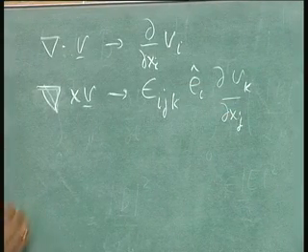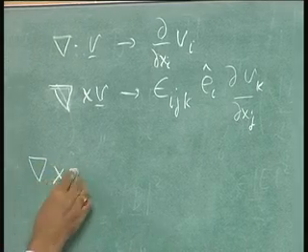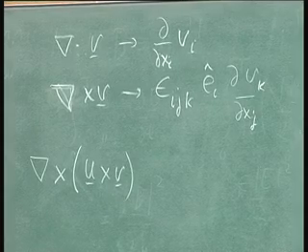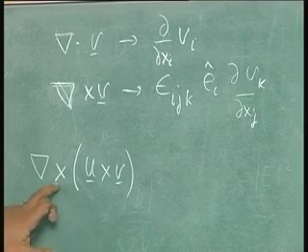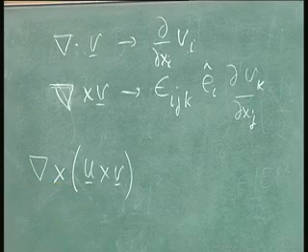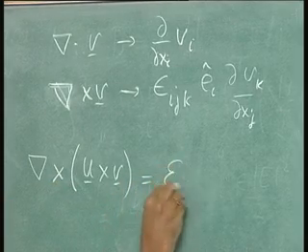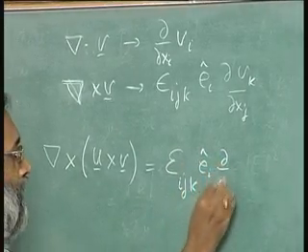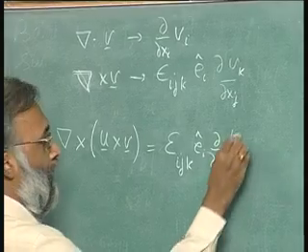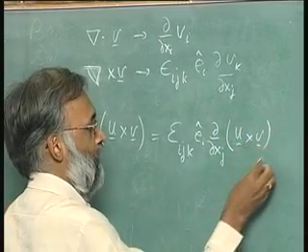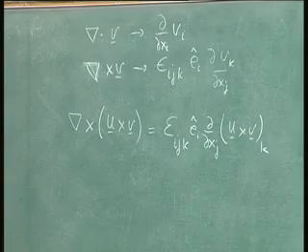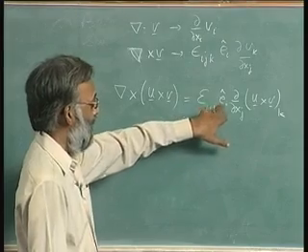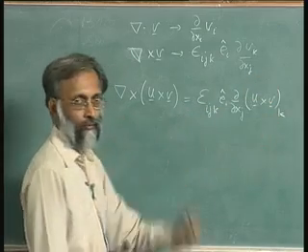Now, what does something like curl of say u cross v become? Now, you can see two cross products are there. So, this would be epsilon ijk ei del del xj of u cross v k. That is what it means. The curl of something is epsilon ijk ei del del xj of that thing k.